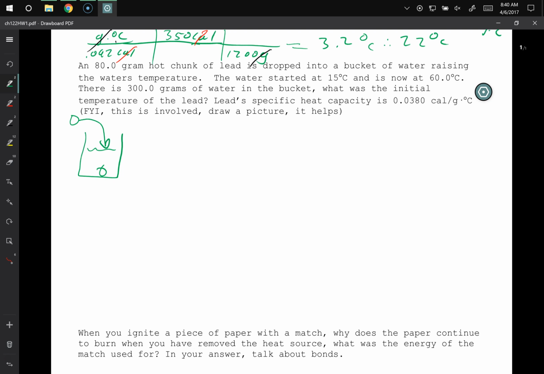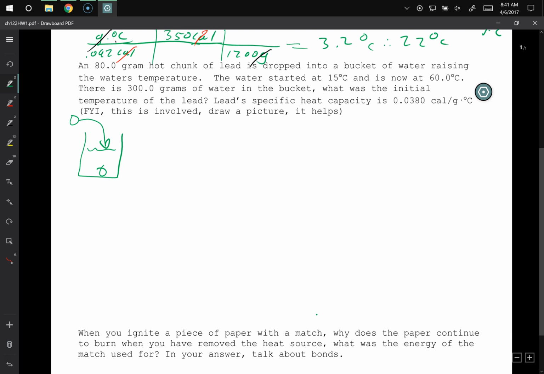Why does the water's temperature stop going up? Because lead equals water. As soon as the water's temperature and the lead's temperature are equal, I get a stoppage of energy flow. So I actually do know what the lead's final temperature is going to be, because I just determined what the water's final temperature is going to be, and they have to be equal to each other. So knowing that, I can calculate my energy for my water.